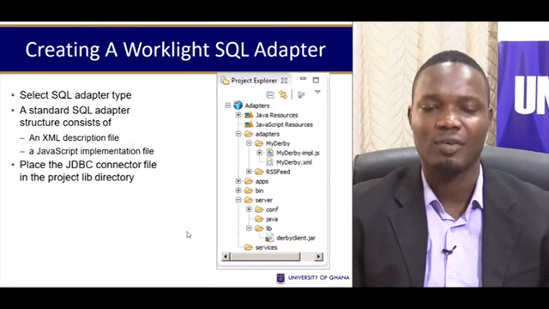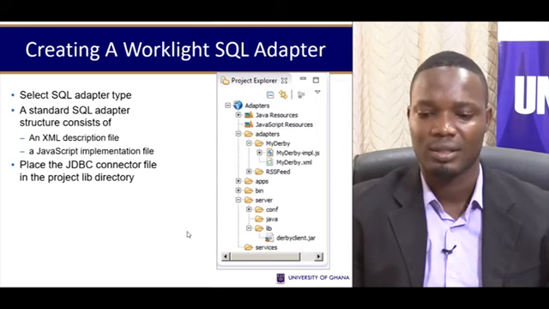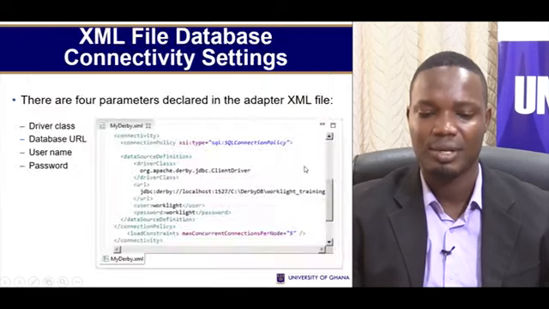So the structure of the SQL adapter, similar to the other ones, is that we have an XML which holds the description and the definitions of our procedures, and then we have the JavaScript, which is the implementation. You can see from this project explorer that it's an SQL adapter connecting to the DB data source. So we have myDB-impl.js, and we have myDB.xml.